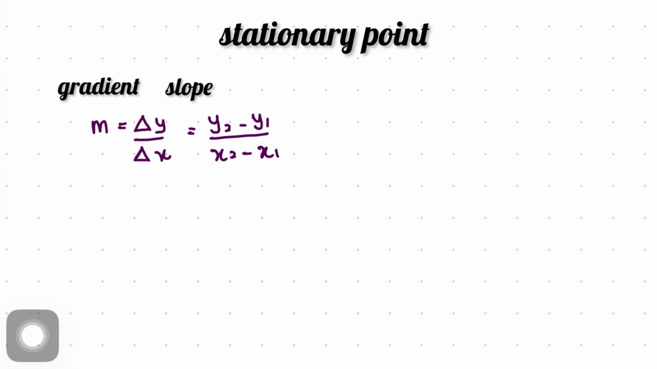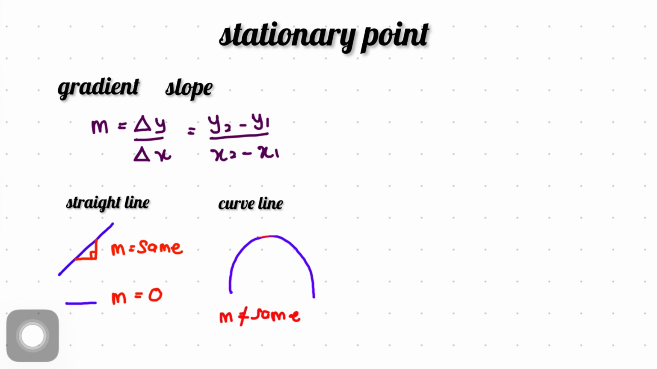For that, you need to know what a gradient or slope is, that is change in y over change in x. For a straight line, the gradient will be the same. When it's horizontal, the gradient is 0. For a curved line, the gradient will not be the same at every point, and when it's horizontal, the gradient will be equal to 0.